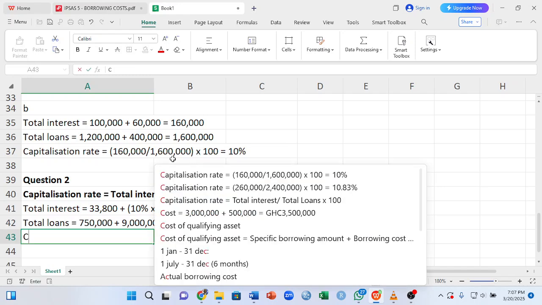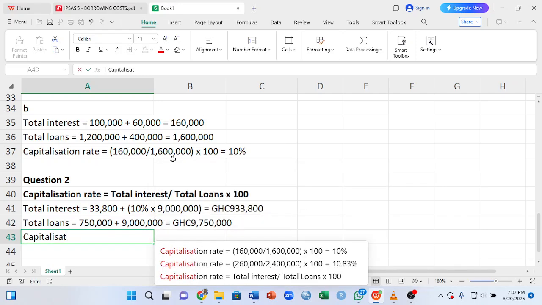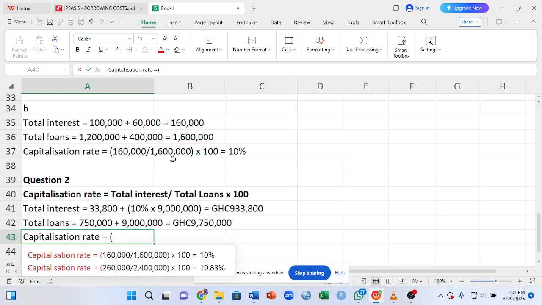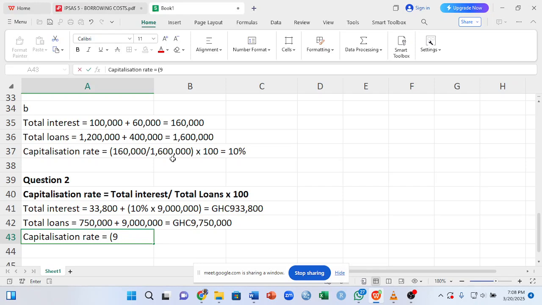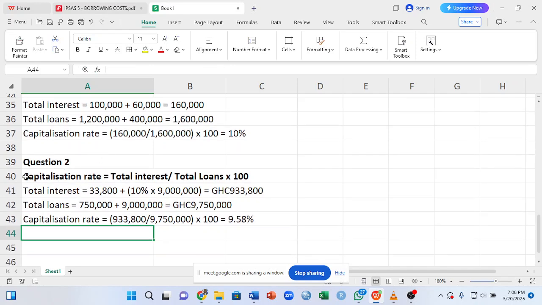Someone should also check. So calculate for the capitalization rate. That will be the total interest, which is 933,800 divided by the 9,750,000 times 100. That will give us 9.58%. So that will be for the A aspect of the question.